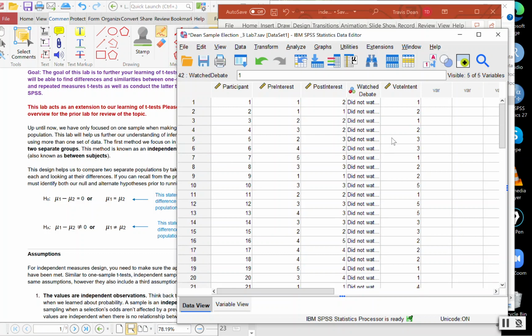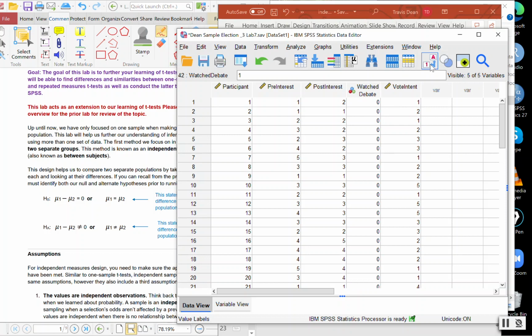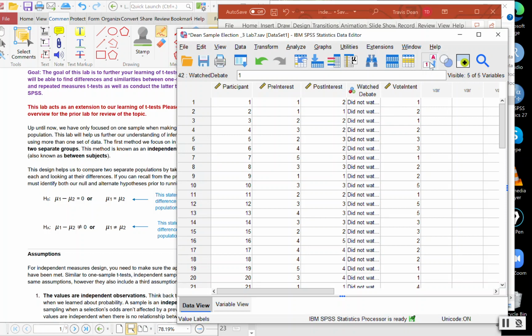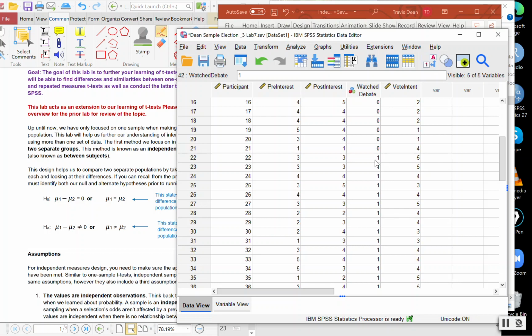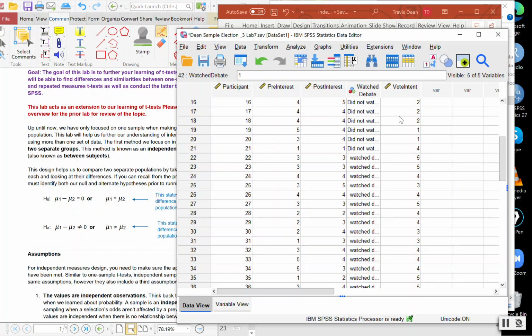So the way SPSS writes it is this variable right here is split up. So if I was to toggle this, this is represented by the 0, did not watch the debate, and this is represented by a 1, did watch the debate. And what we're doing is we're comparing their intention to vote right here. Here are all their scores.